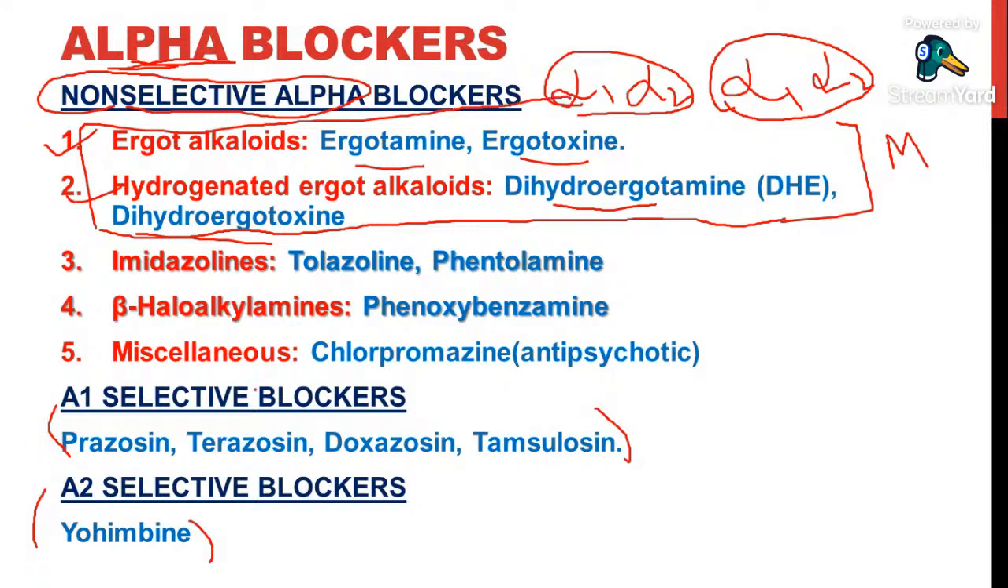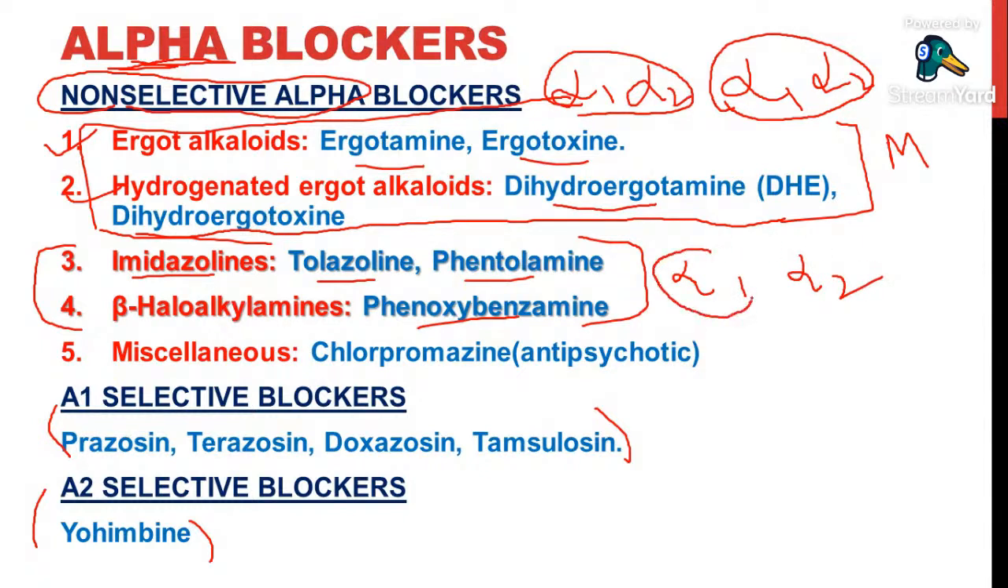One thing you have to understand, ergot alkaloids along with alpha agonist action also have alpha 1 and alpha 2 blocking activity. And the next one, we have imidazolines. In imidazolines, we have tolazoline and phentolamine. In beta haloalkylamines, we have phenoxybenzamine. These two classes of drugs have alpha 1 blocking activity and alpha 2 blocking activity.